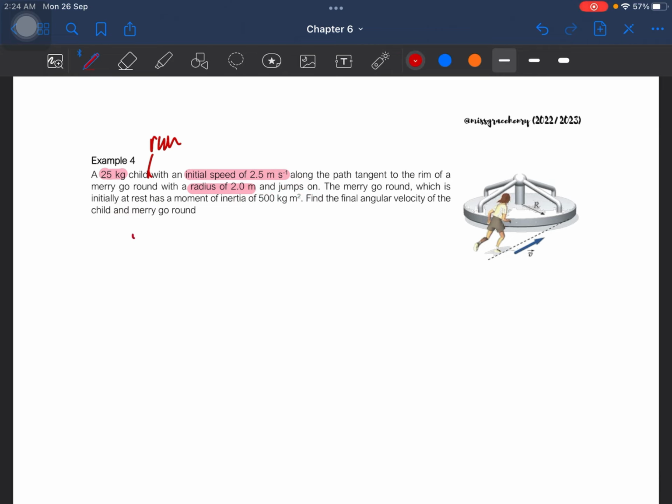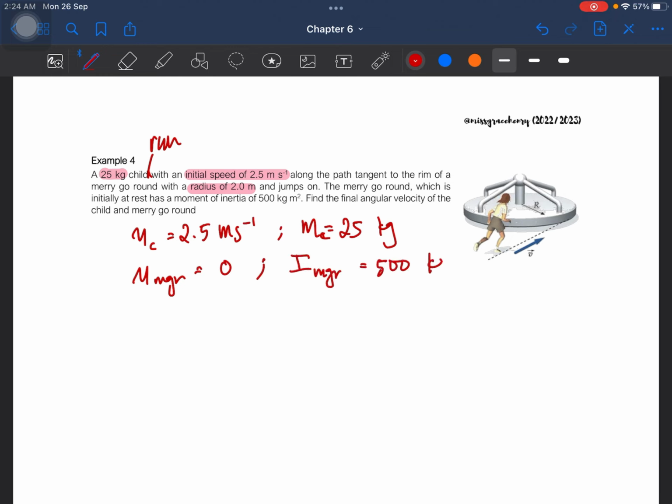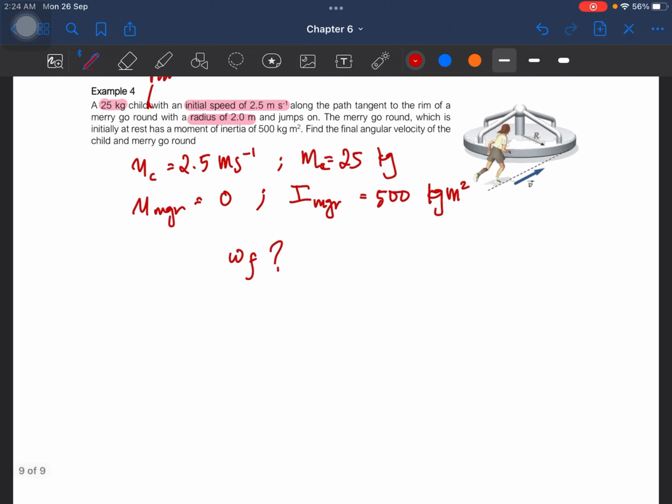So initially, the speed of the child is 2.5 meter per second. Mass of the child is 25 kilogram. And then we have the initial speed of the merry-go-round as well, which is equal to 0. And given is the merry-go-round punya moment of inertia, which is 500 kilogram meter square. So we have to find the final angular velocity when the child is already on the merry-go-round.